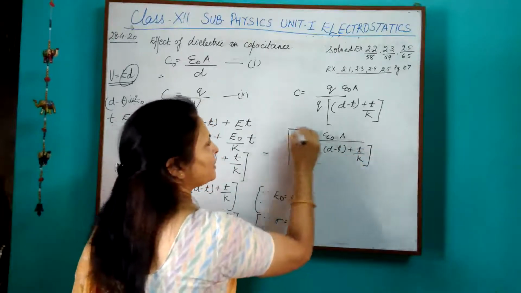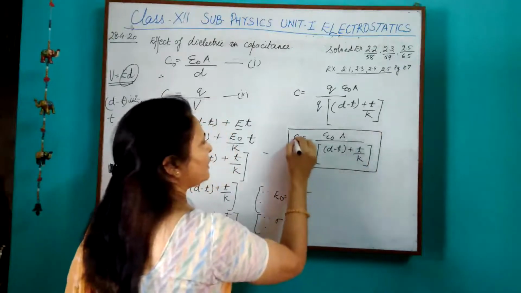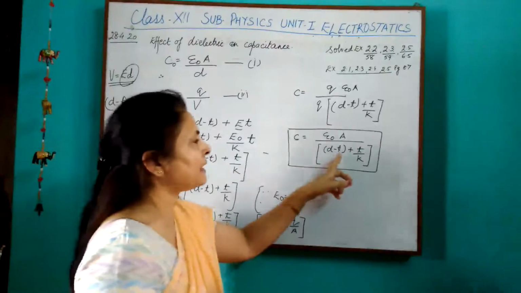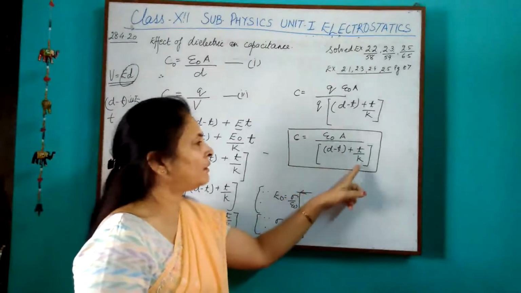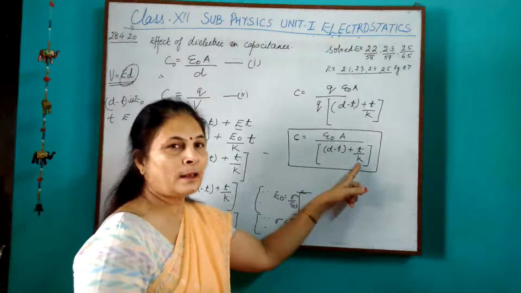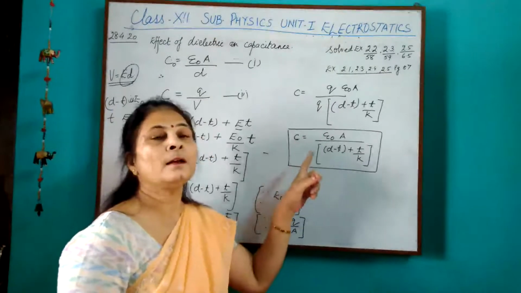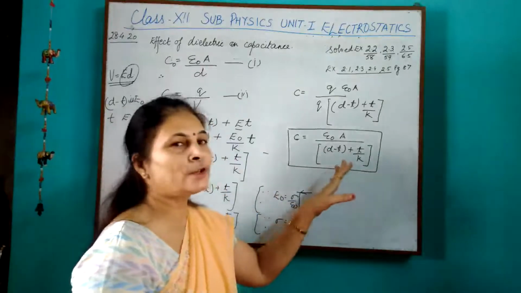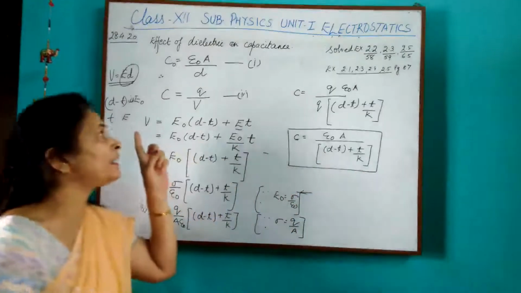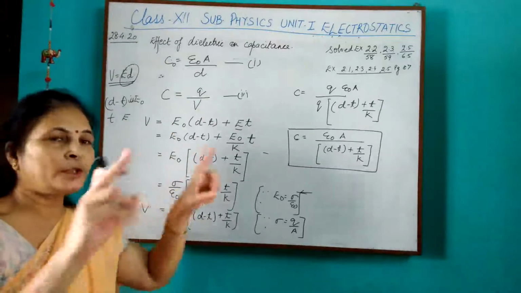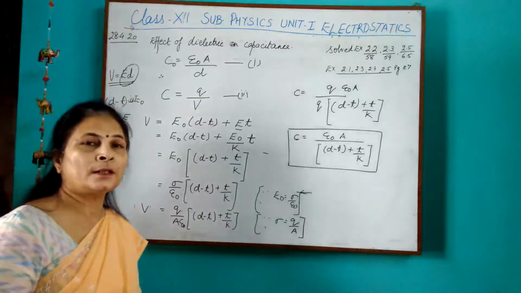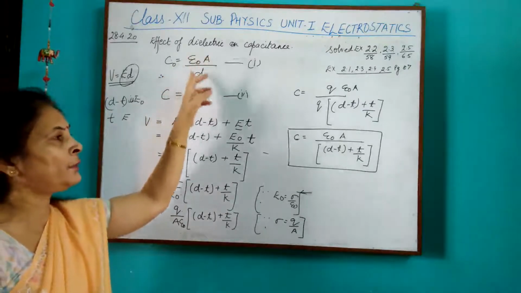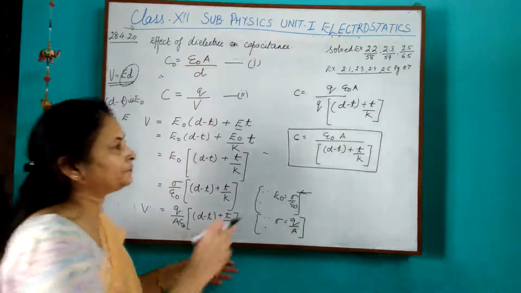So this is the capacitance of the capacitor if a slab of thickness T of dielectric constant, say K, is kept between the plates of the capacitor. Now from this expression we can go back to the similar expression that if the total space is filled with dielectric constant K, then the value will be C is equal to K epsilon naught A upon D.